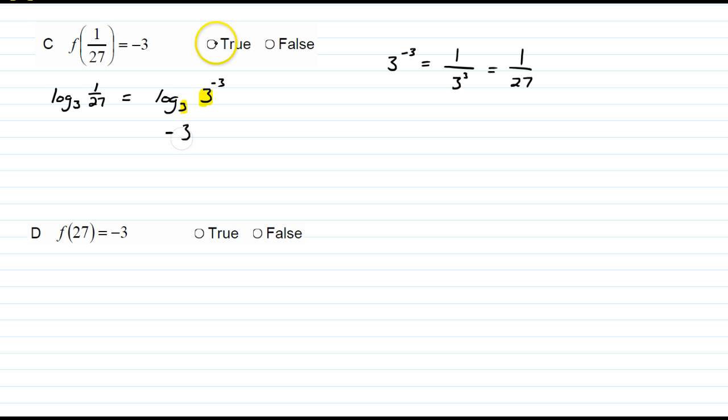So this is true. So now D, if my base is 3 and my input's 27, three to the third, so they have the same base. So my output here would be 3, which is not negative 3, so this one would be false.